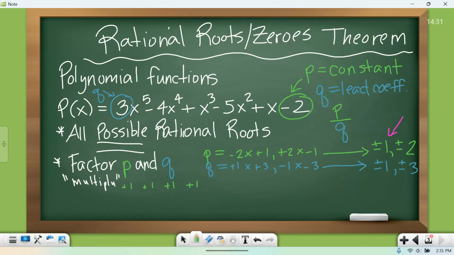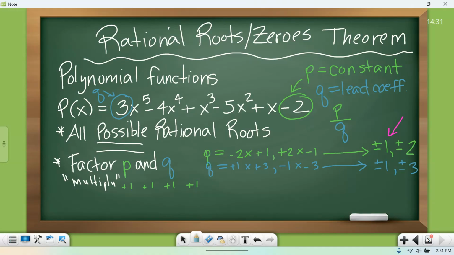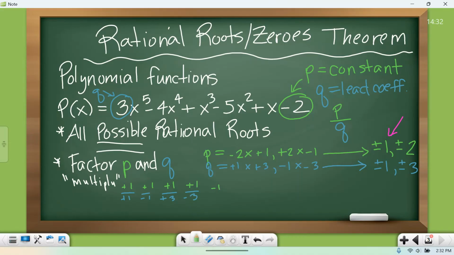This is why my shortcut is going to make life easier for you. All right, so I can put that over anything on the bottom. Well, what's on the bottom for blue? There's a positive 1, there's a -1, there's a positive 3, and there's a -3. That's 4 possible answers from positive 1, right? Now, that's for positive 1 only. What else could it be? -1.